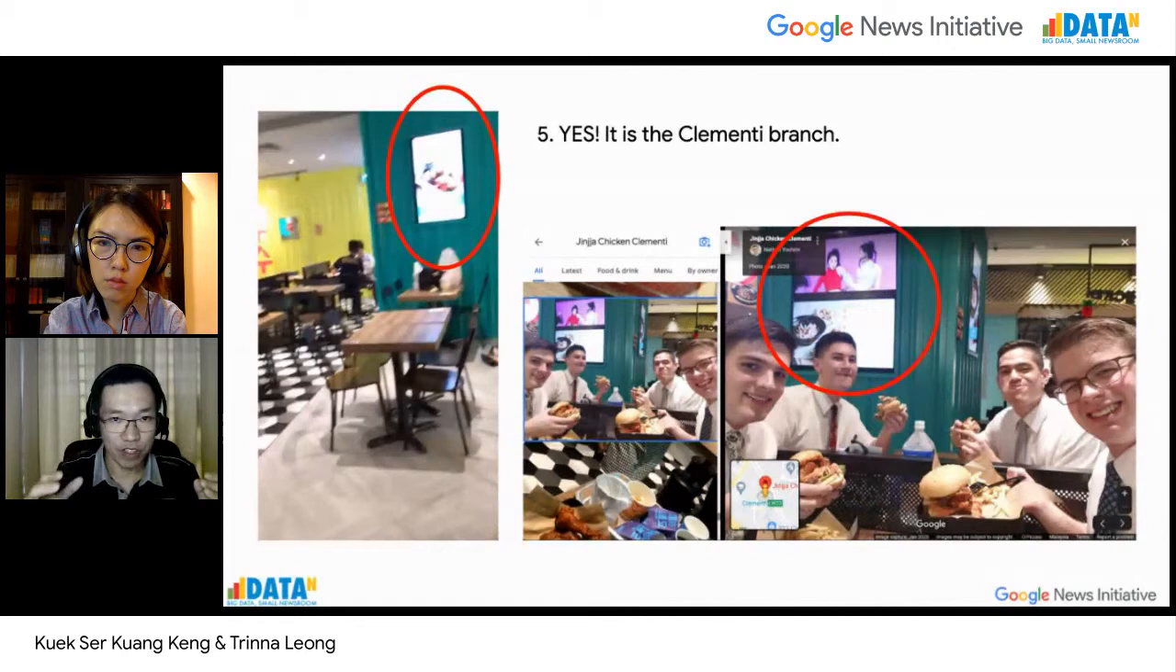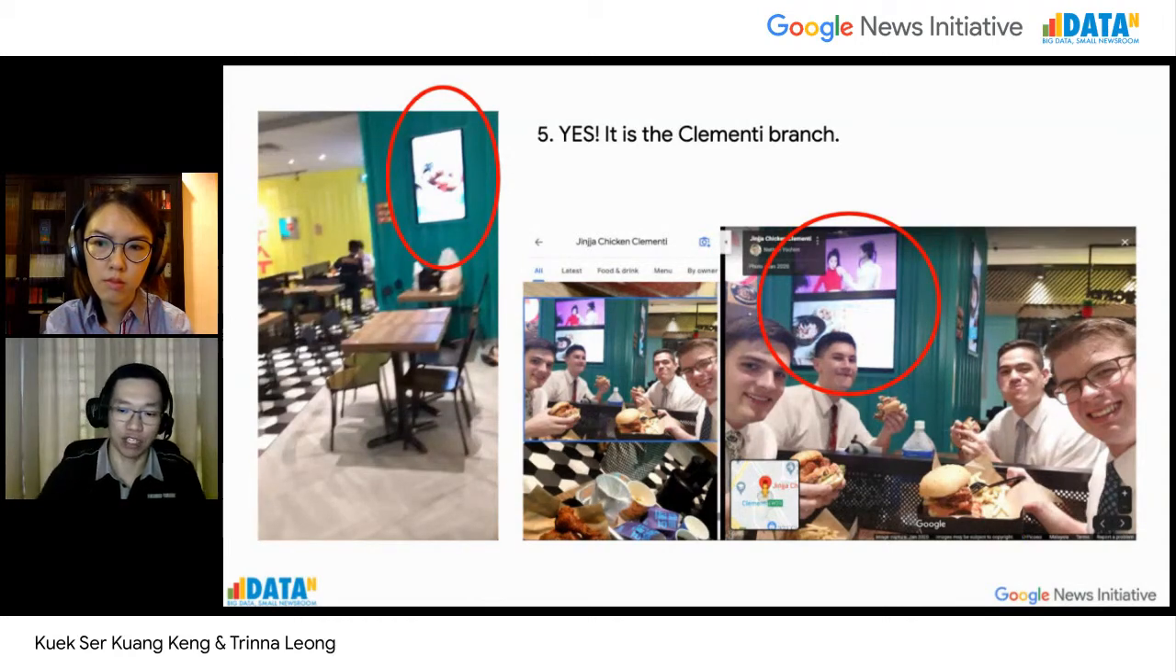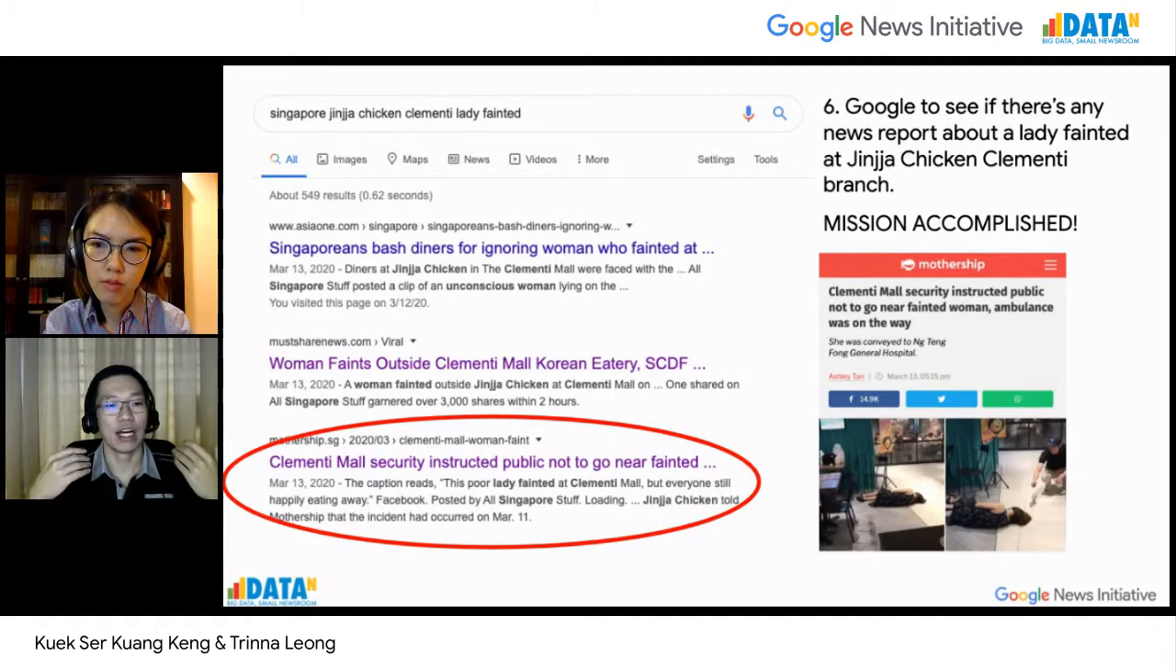So I can confirm that this restaurant is the Jinja Chicken branch in Clementi, Singapore. I also checked all other 3 restaurants. The settings were different. So this is the only one that has these 2 settings. The next thing is I searched about Singapore Jinja Chicken, Clementi, and lady fainted, right? And I was able to find that, okay, there was this story.